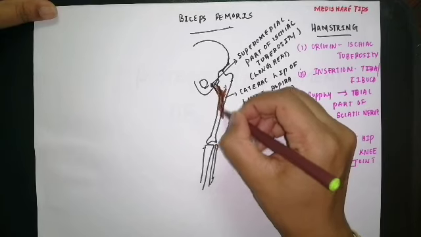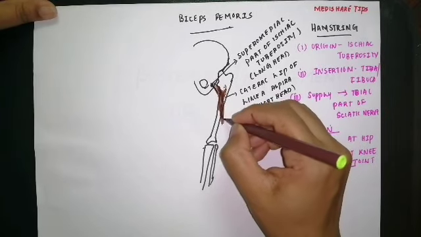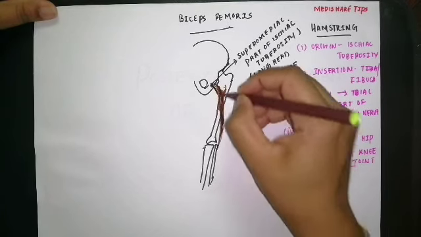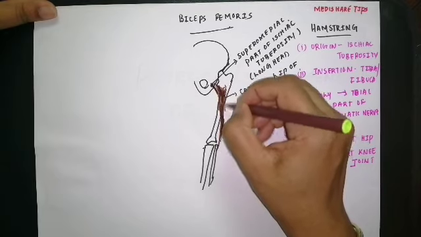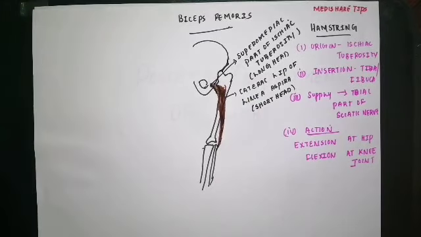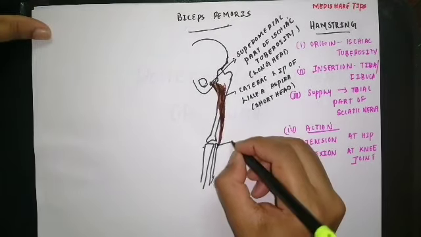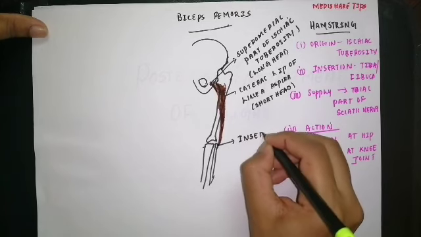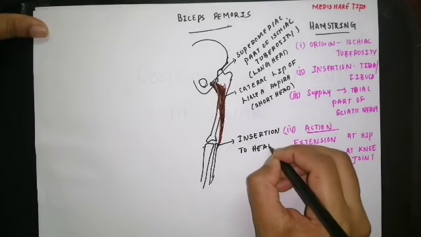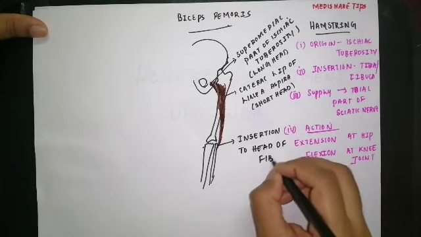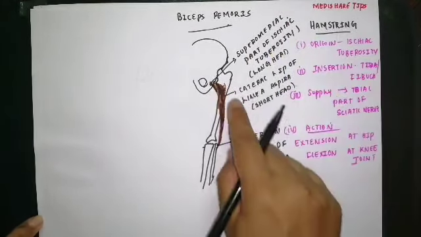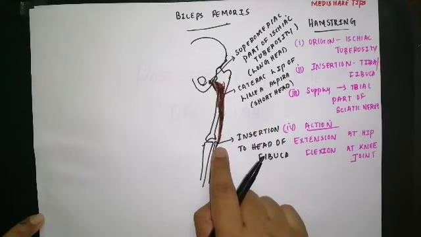And it gets inserted into which bone? That is the head of fibula. So this muscle is the biceps femoris muscle. The biceps femoris muscle gets inserted into the head of fibula. So we have seen the origin: the long head originating from the ischial tuberosity, the short head from the linea aspera, and insertion into the head of fibula.